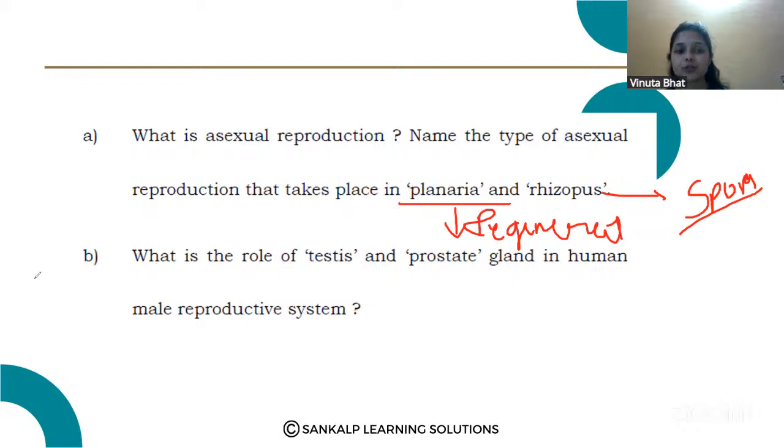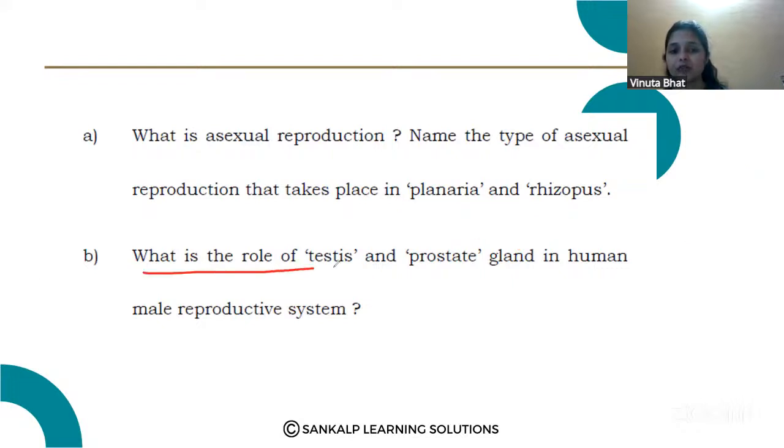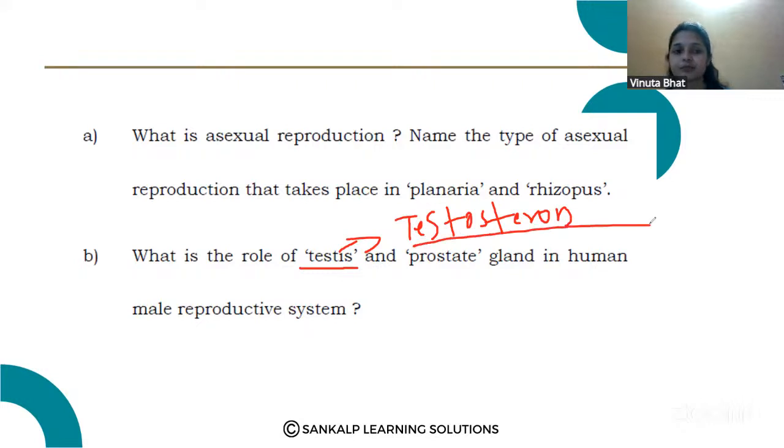Then next question. What is the role of testes and prostate gland in the human male reproductive system? Testes produce the sperms, and testes are also responsible for the production of the testosterone hormone. Testes, which produce the testosterone hormone, also produce the sperms.